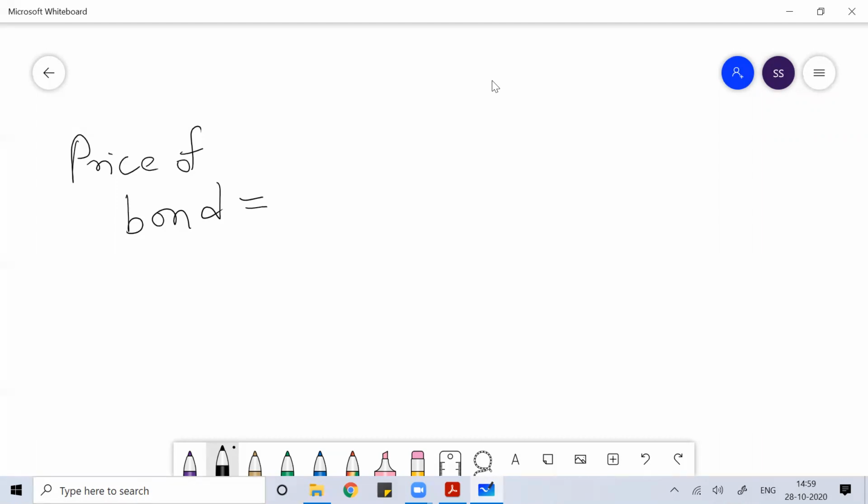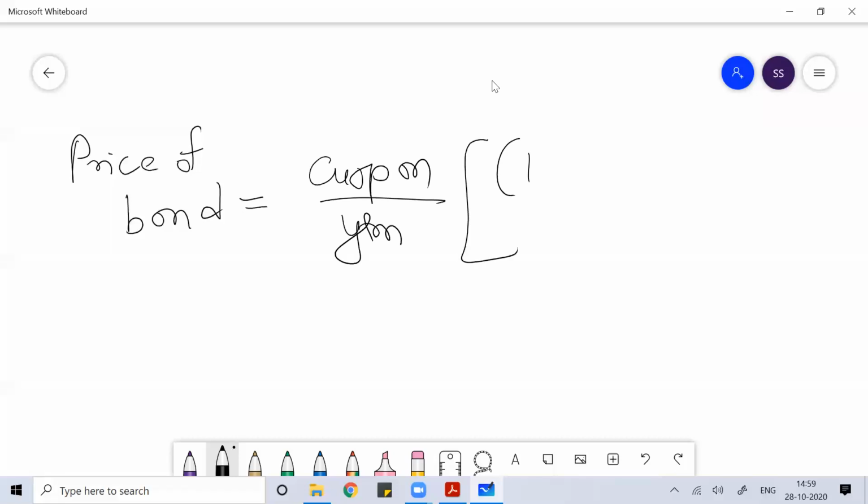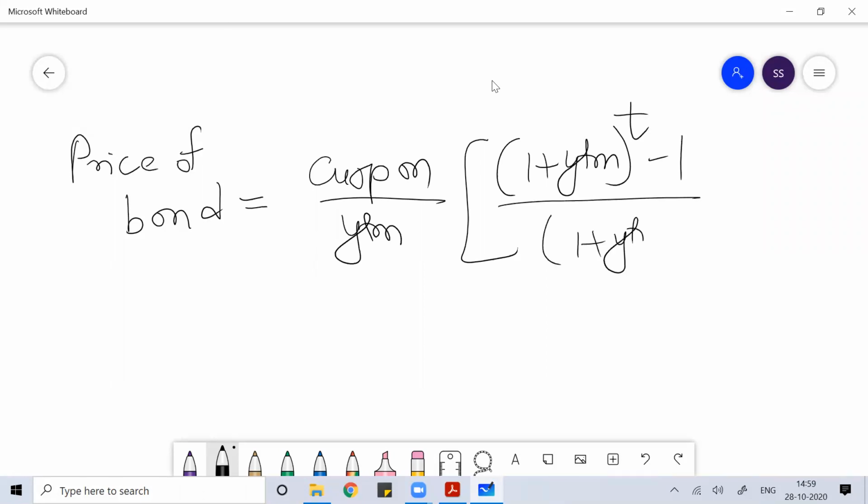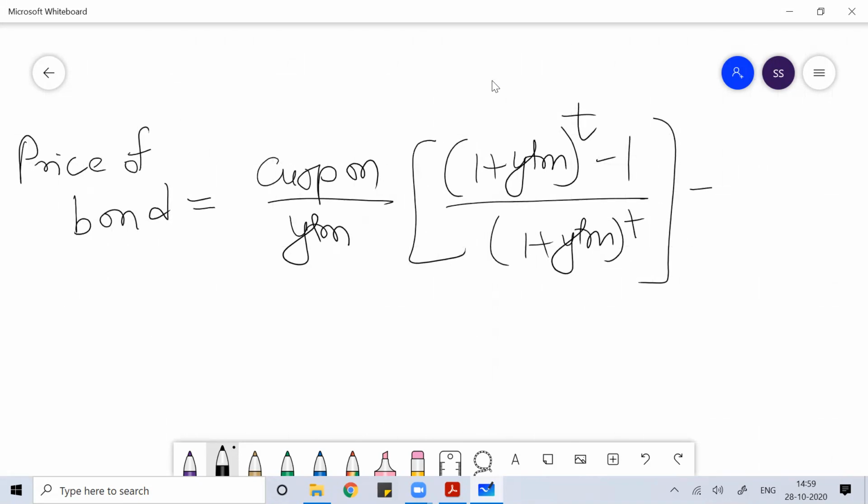When we talk about the price of a bond, I told you the formula. That formula was coupon divided by YTM, that is yield till maturity, into 1 minus 1 divided by 1 plus yield till maturity to the power T, plus face value divided by 1 plus YTM to the power T. This is the formula we use whenever we talk about the price of the bond.